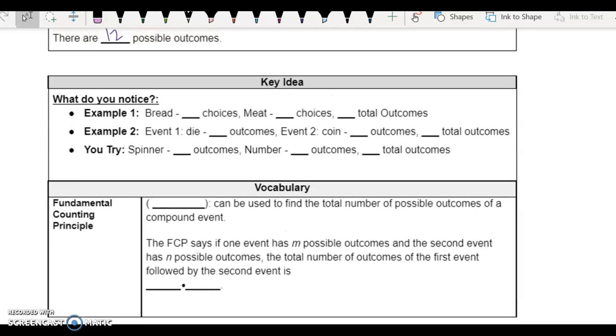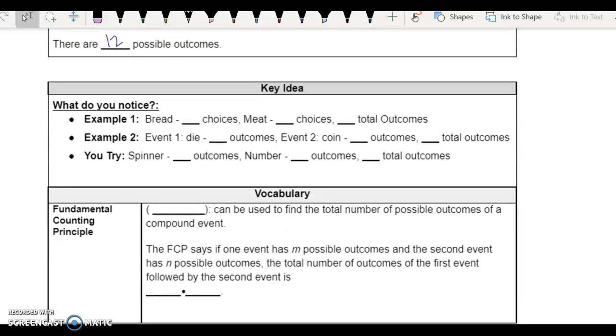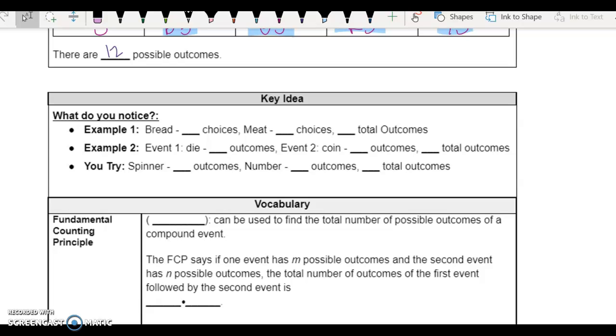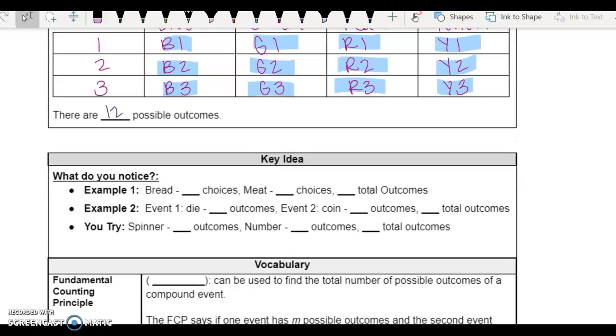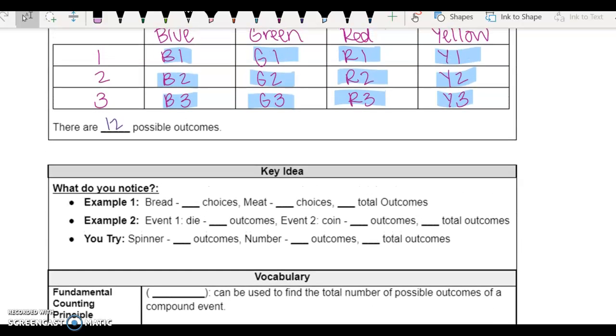All right, so the key idea of this. Those are just ways that we can organize how to come up with all of our possible outcomes, except that sometimes it's not always possible to list out, or time efficient, I guess, to list out every single possible outcome. And so we're going to go over a way that's a little bit faster now.